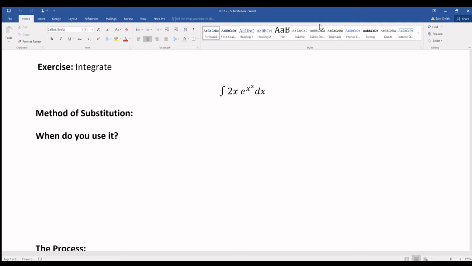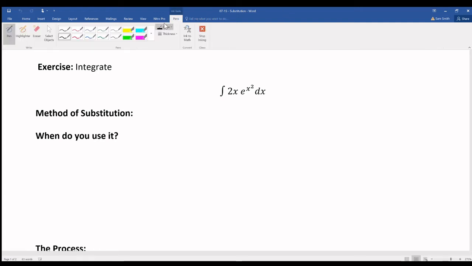So up to this point, we have been able to integrate a very, very limited set of integrands. We've been able to integrate polynomials, very simple trigonometric functions, very simple exponential functions, and very, very simple rational functions. We have been able to integrate those.